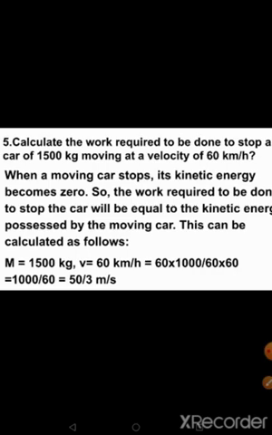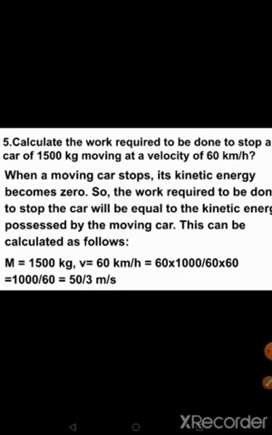Always when the object is at rest, we say the energy that is possessed by an object by virtue of its position or state is what is called your potential energy. So when a moving car stops, what happens? Its kinetic energy becomes zero, because kinetic energy is the energy possessed by the objects that are showing some motion. So if a car stops, then its kinetic energy is also zero.